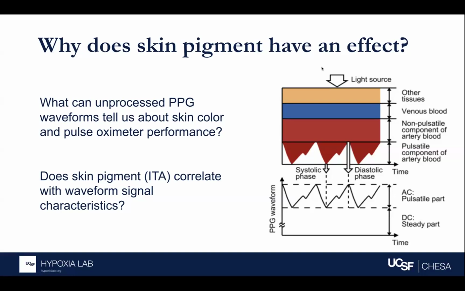The terms on here you don't need to remember in about a minute from now, but will be relevant for the next minute. AC and DC: alternating current is a common way to refer to this, the wave going up and down, and then you have the steady part of the signal, the DC component, which is always present and not moving as much. So what we wanted to figure out was, are there clues in the raw waveform before it gets processed that could give us insights into why there might be different accuracy in different skin pigments?